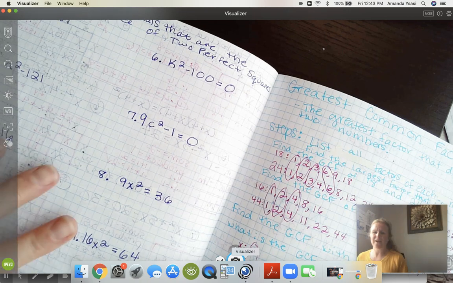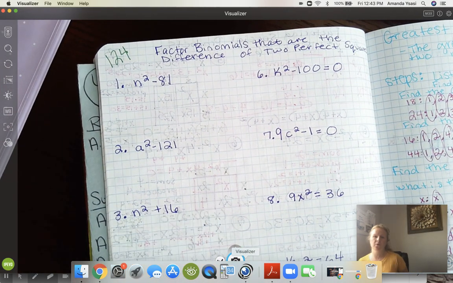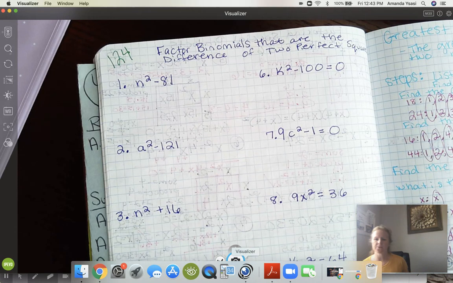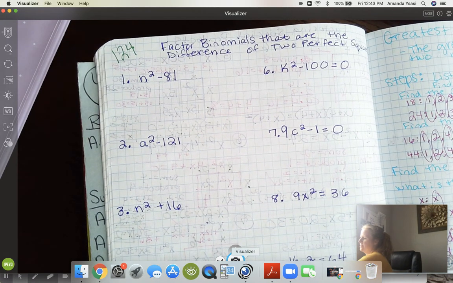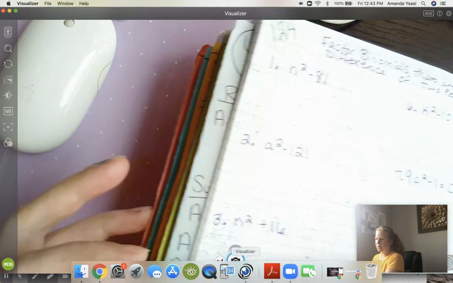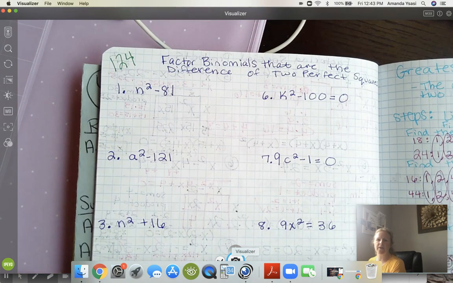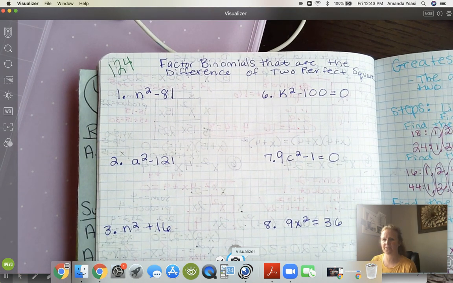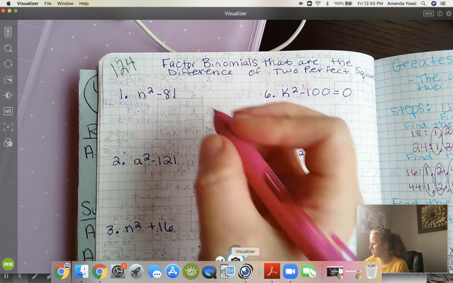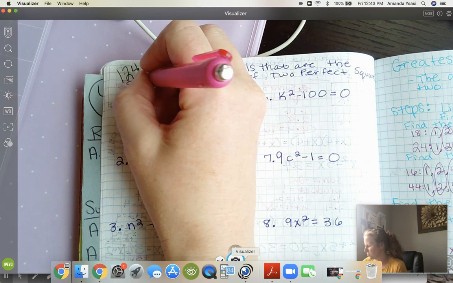Hey class, we are going to do more factoring binomials that are special cases. Let me move my camera over here. There we go. Okay, so factor binomials that are the difference of two squares, two perfect squares. This is another special case.